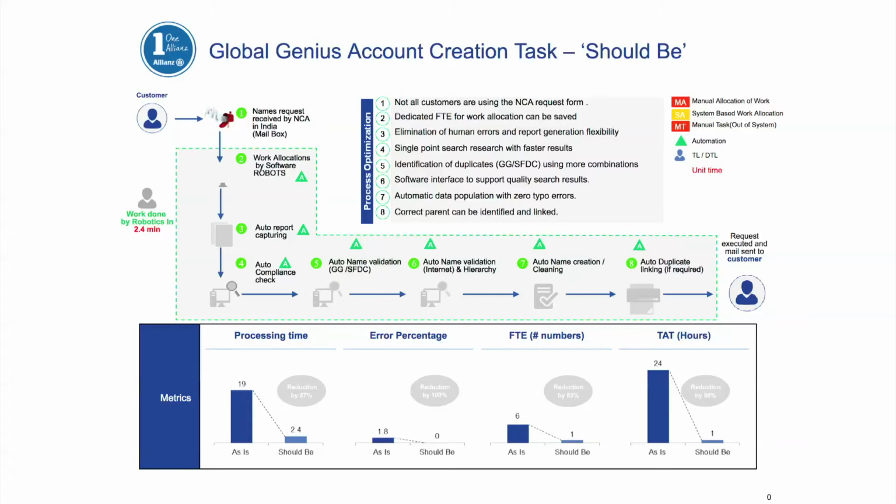FTE numbers, and TAT. 19 minutes gets reduced to 2.4 minutes, resulting in an 87% reduction in processing time. 100% reduction in error percentage, 83% reduction in FTE requirement. The 24 hours TAT gets reduced to an hour, resulting in 96% TAT reduction.